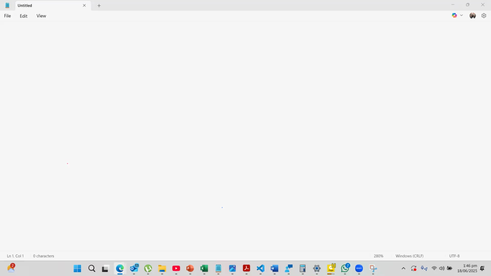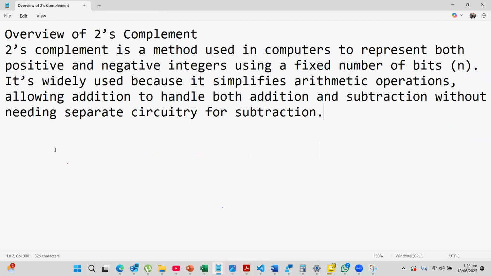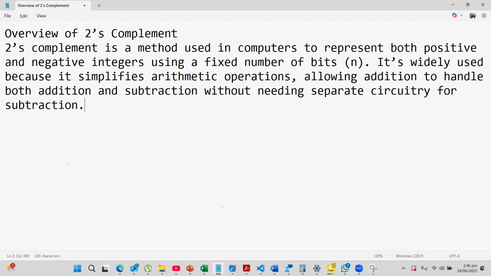So the two's complement is the computer's way of discovering if a number is positive or negative. What is the structure of the two's complement? The structure.